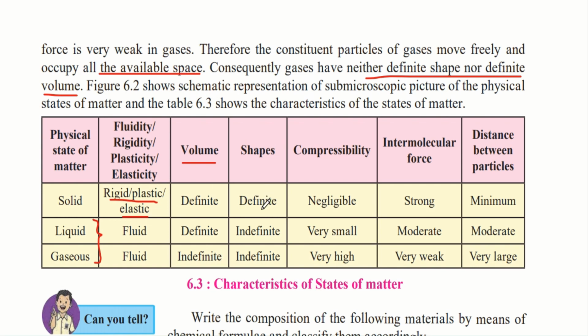The shape of a solid is definite, whereas the shapes of liquids and gases are indefinite. Because solids are rigid, they can maintain their own shape, whereas liquids and gases are fluids, therefore they occupy the shape of the container in which they are placed. Therefore, they do not have an original shape and their shapes are indefinite.